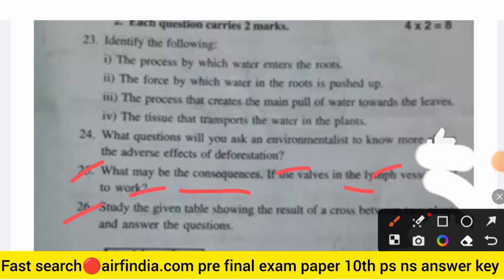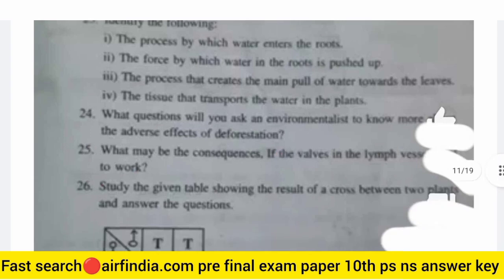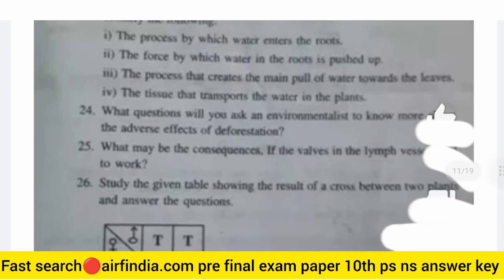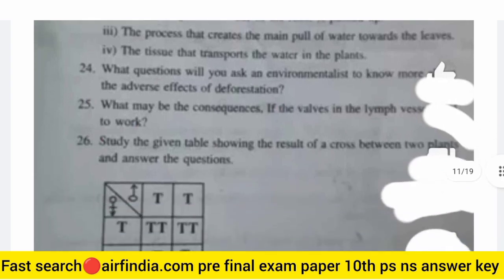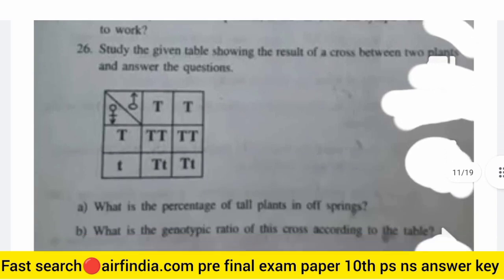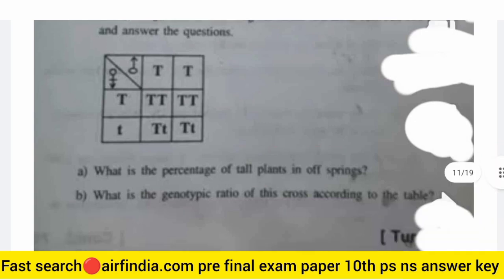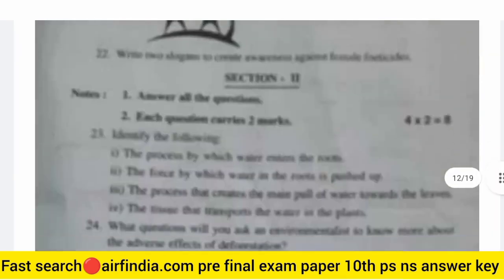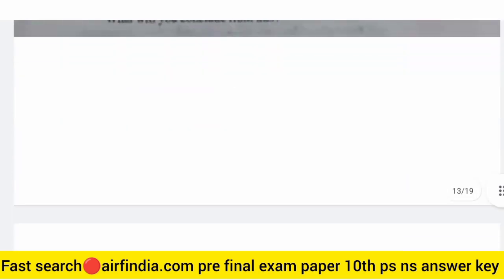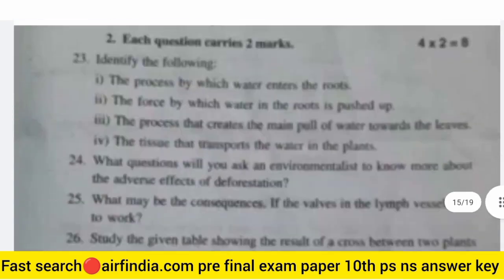Study the given table showing the result of a cross between 2 plants and answer the questions, okay? So here is the table. So what is the percentage of tall plants in the offspring, and what is the genotype ratio of this cross according to the table, okay? So here, next question we will see. There are 23 questions.